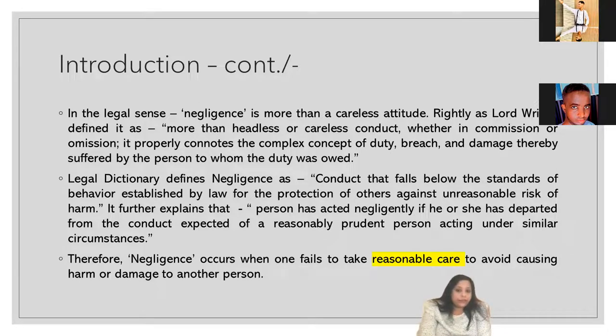Now, the legal dictionary defines negligence as conduct that falls below the standard of behavior established by law for the protection of others against unreasonable risk of harm. It further explains that a person has acted negligently if he or she has departed from the conduct expected of a reasonably prudent person acting under similar circumstances. So therefore, negligence occurs when one fails to take reasonable care. This is an important keyword for you: when one fails to take reasonable care to avoid causing harm or damage to another person.